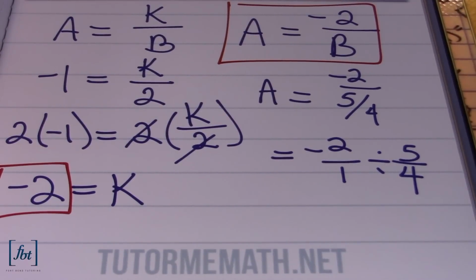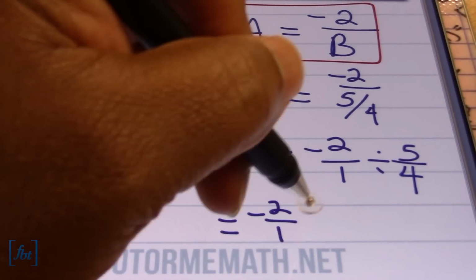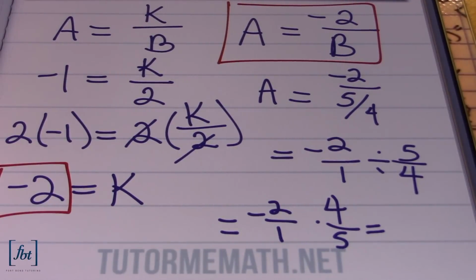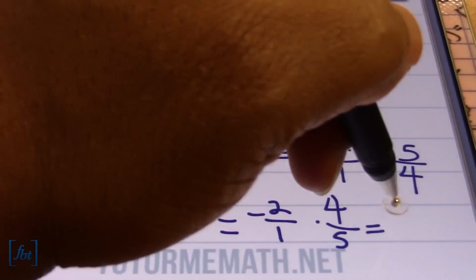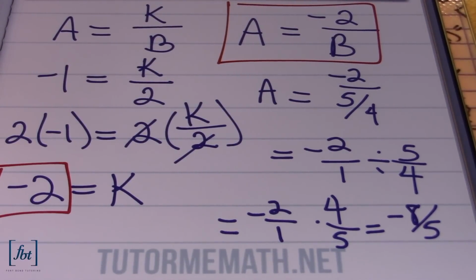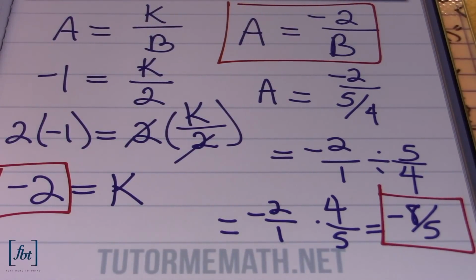And since I know that when dividing fractions, I need to multiply by the reciprocal of the second fraction, I'll do just that. I'll end up rewriting this as -2 over 1 times 4/5 and then multiplying straight across. So when I multiply straight across, I end up with -8/5, and that's it. That's the answer. I'm going to red box this. And that's part C.